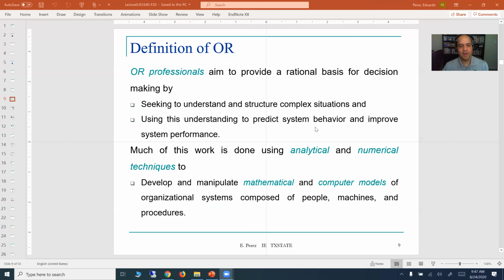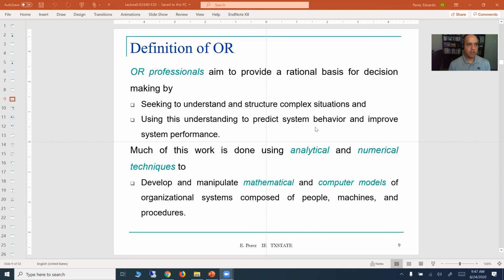Okay, thank you. So operational research professionals aim to provide a rational basis for decision making. We are seeking to understand and structure complex situations. There are different levels of problems, and also different levels of models. If we are looking at, for example, a scheduling problem for a manufacturing line, that could be what I call a regular size problem.